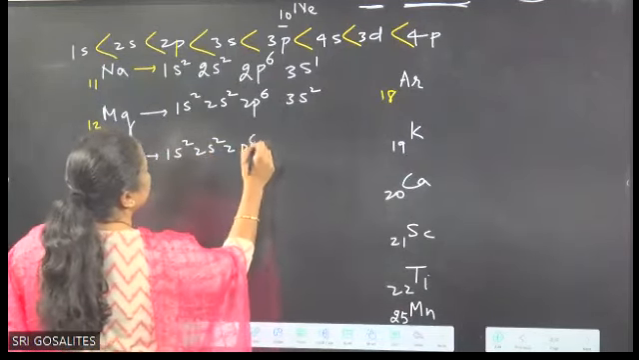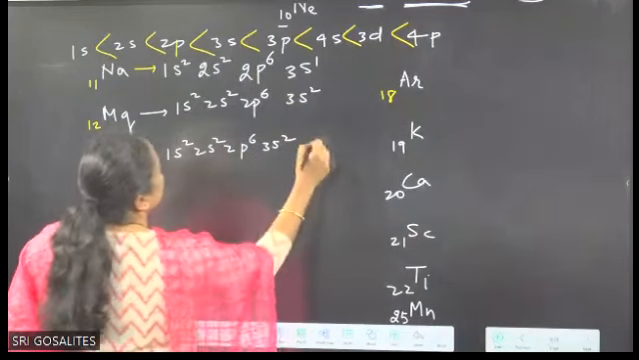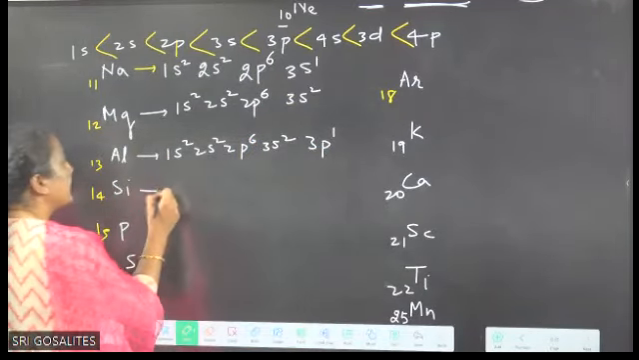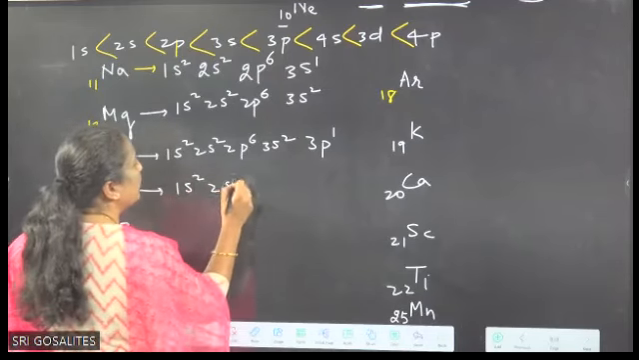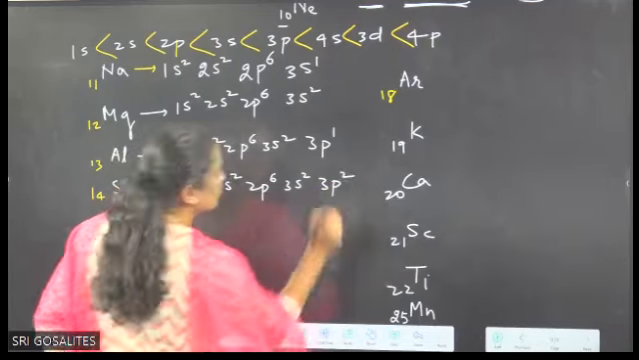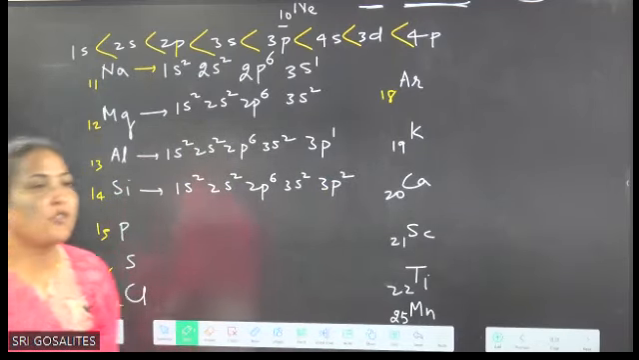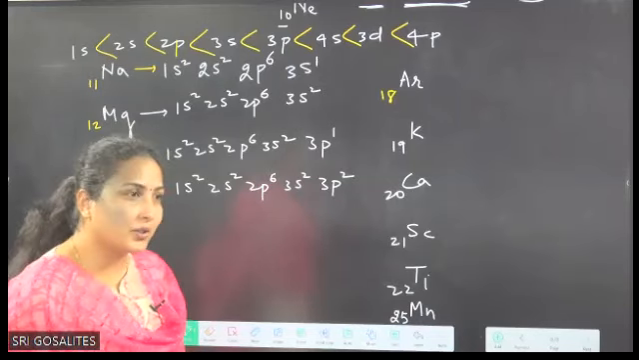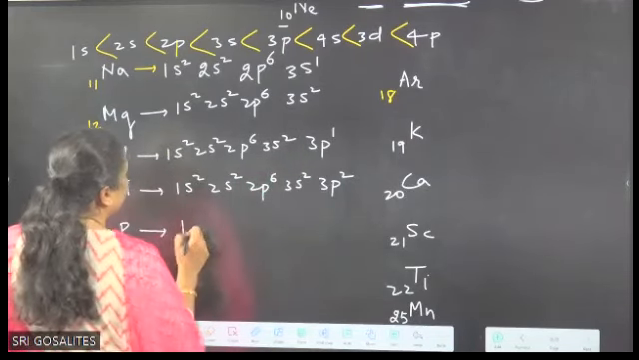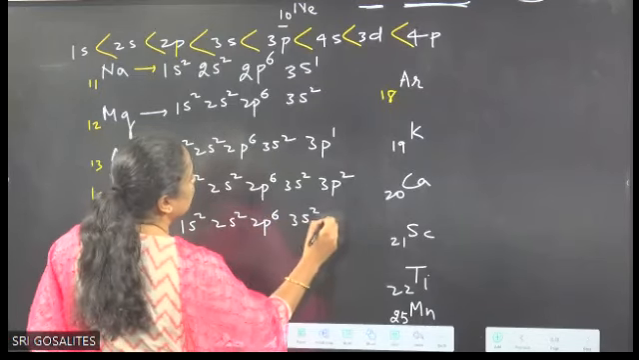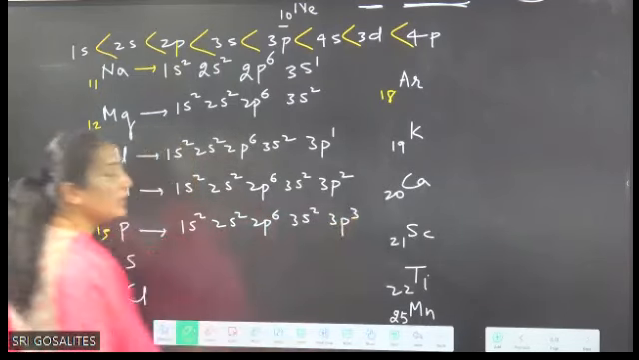1s2, 2s2, 2p6, 3s2. Next is 3p. I'll write down 1. Right? Okay. For silicon, what should I write? 1s2, 2s2, 2p6, 3s2, 3p2. Maximum capacity of p orbital is 6. So definitely it can take less than 6, right? Now for phosphorus, 1s2, 2s2, 2p6, 3s2, 3p3.